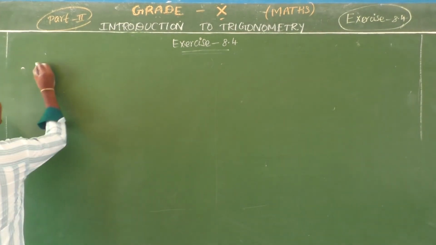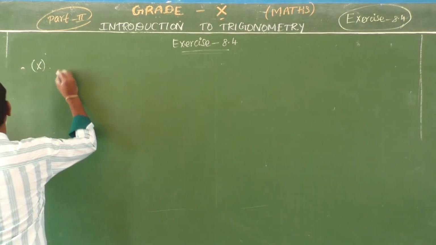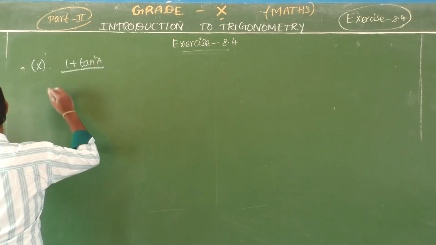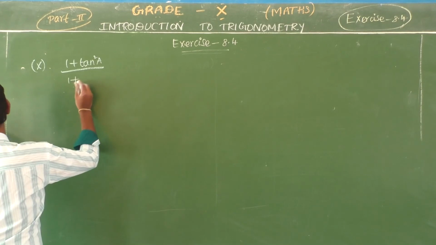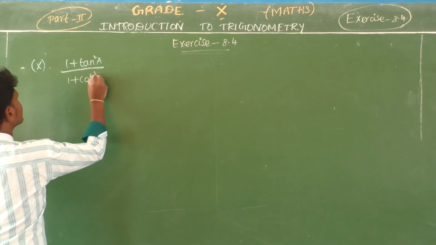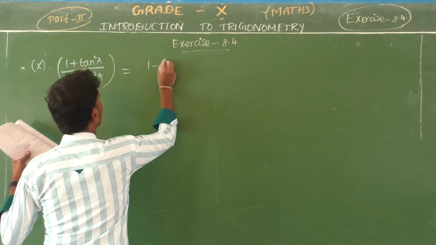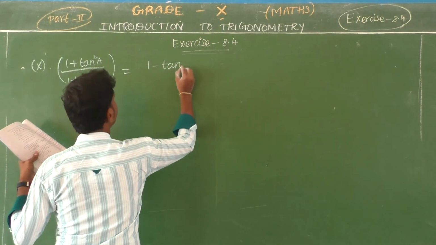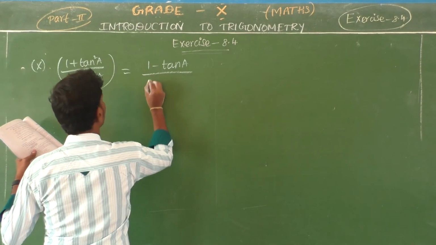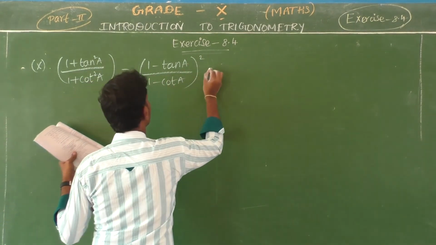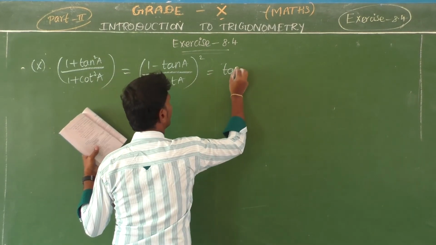Now the 10th question also has the same pattern, but it is one different. We have 3 things. So (1 plus tan square A) by (1 plus cot square A), which is equal to (1 minus tan A) whole divided by (1 minus cot A) the whole square, which is equal to tan square A.